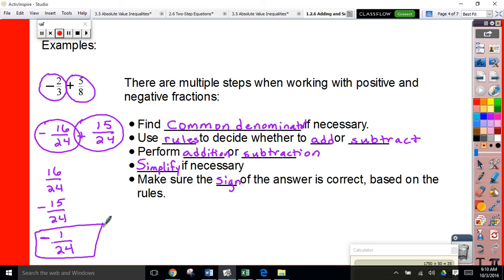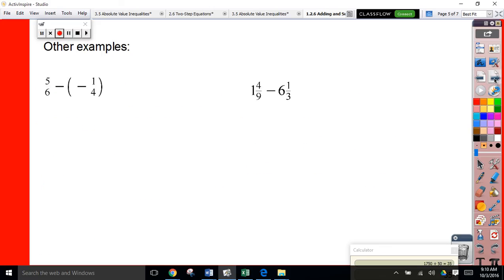Okay, any questions about this before we go on? Okay, let's look at some more examples of this. So we have 5/6 minus a negative 1/4. We're going to refer to the rules. We're going to find a common denominator if necessary. It is necessary to find a common denominator.